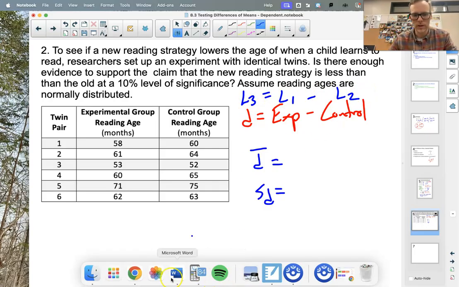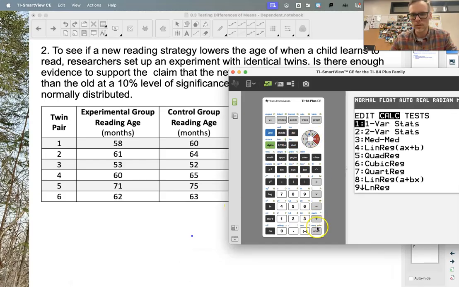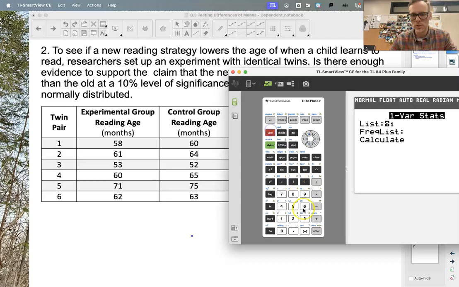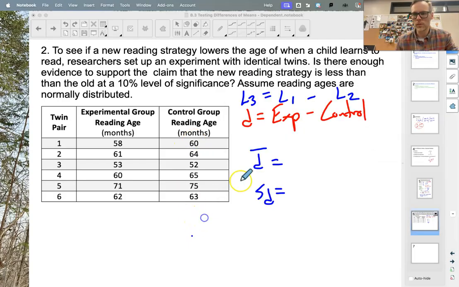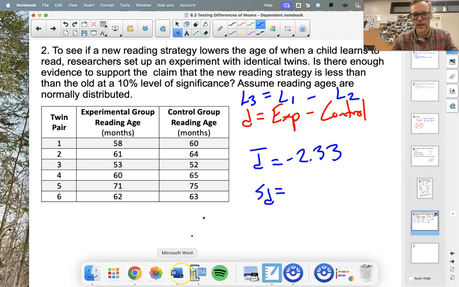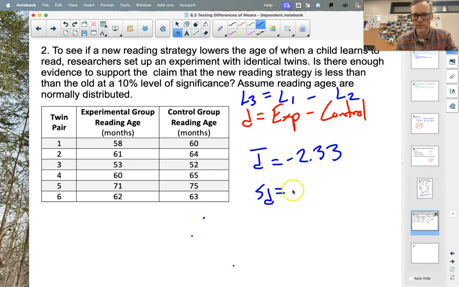So D is L3, which is L1 minus L2. So let's get D bar and our standard deviation. Stat, calculate, one variable statistics. Make sure you put the correct list. I'm in list 3 now. All right, X bar is negative 2.33. And the standard deviation, 2.16.